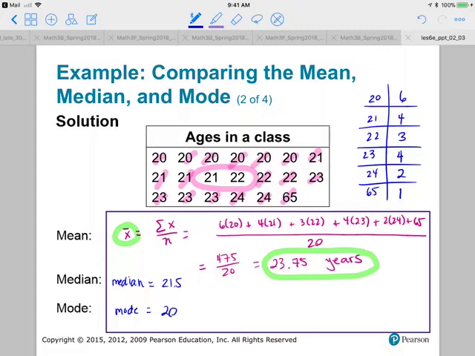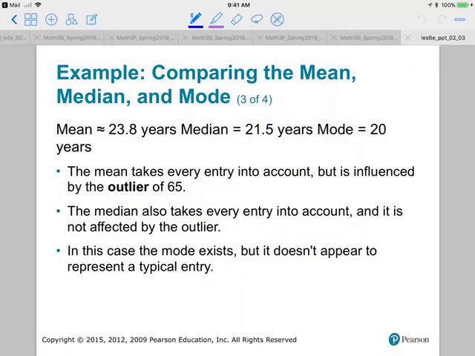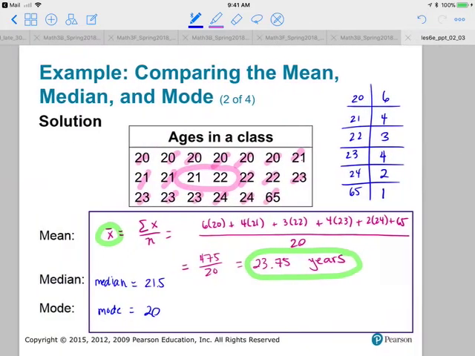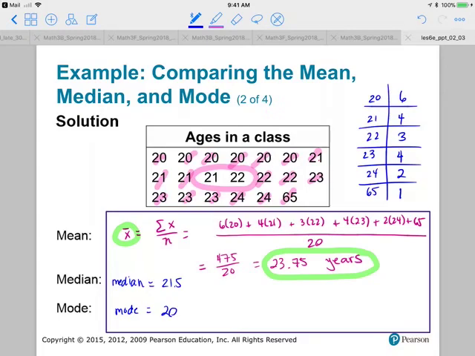Is 20 the typical age? Is 21.5 a typical age? Or would you say 23.75 is the typical age? Well, here's the deal. The mean takes into account every entry, right? But the mean is also influenced. Do you see how that mean is so high?